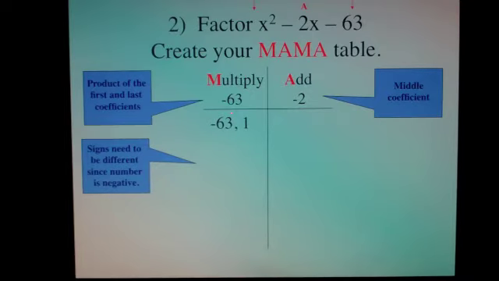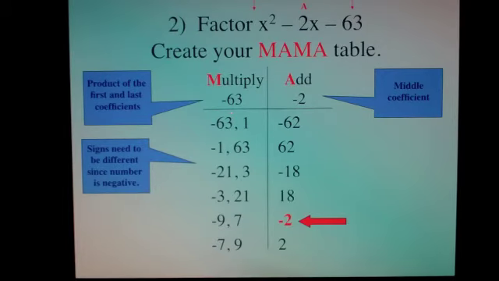So negative 63 times 1, well, there's negative 63. Negative 1 times 63, that's negative 63. Negative 21 times 3, that's negative 63. And negative 3 times 21, that's negative 63. Negative 9 times 7, that's negative 63. And negative 7 times 9, that's negative 63. So now we have a thorough list.